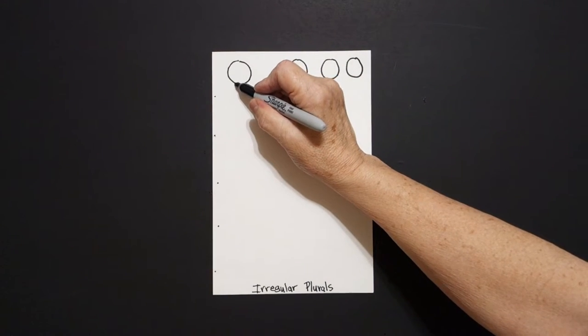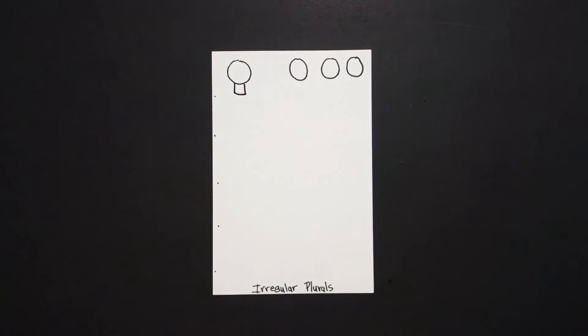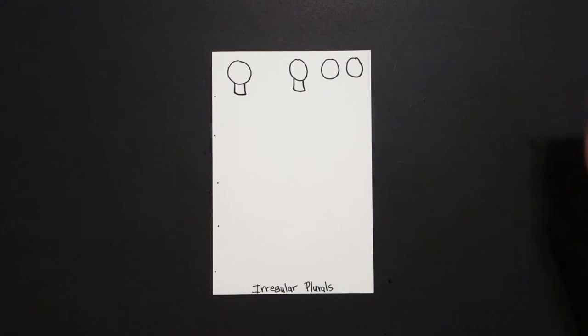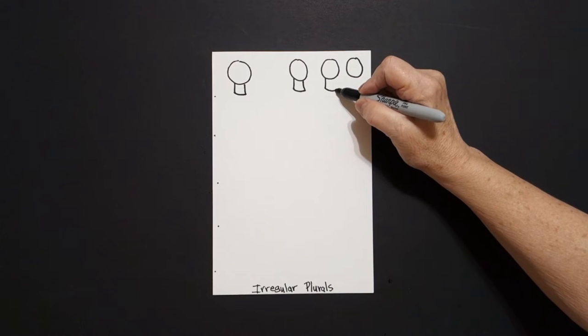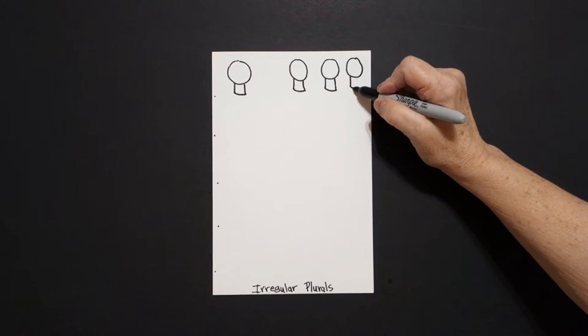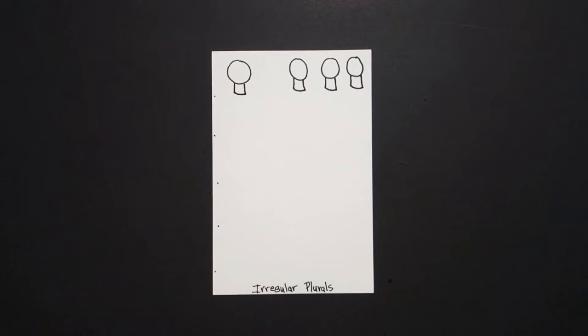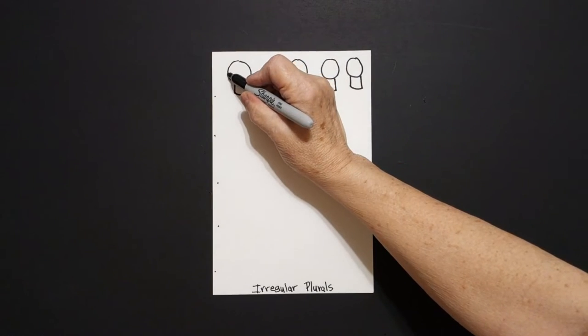I come back to the first one, and I draw a straight line, curve line, straight line, up, connect. Straight line, curve line, straight line, up, connect. This is how you make multiples of images so you don't go crazy.